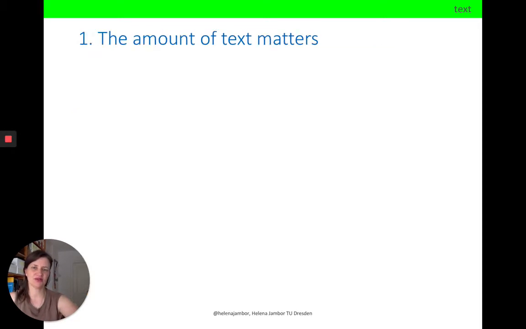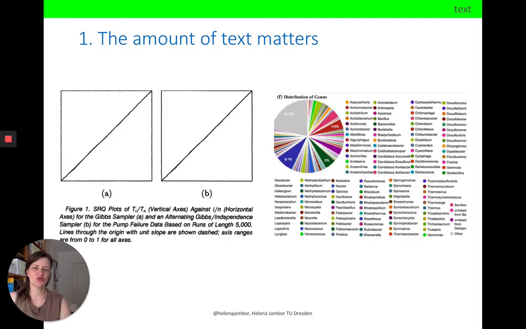So first of all, the amount of text matters. Here we see two examples from both extremes. This example was voted among the 10 worst charts in the scientific world ever made because it doesn't have any x-axis labels or y-axis labels or in fact any labels whatsoever.